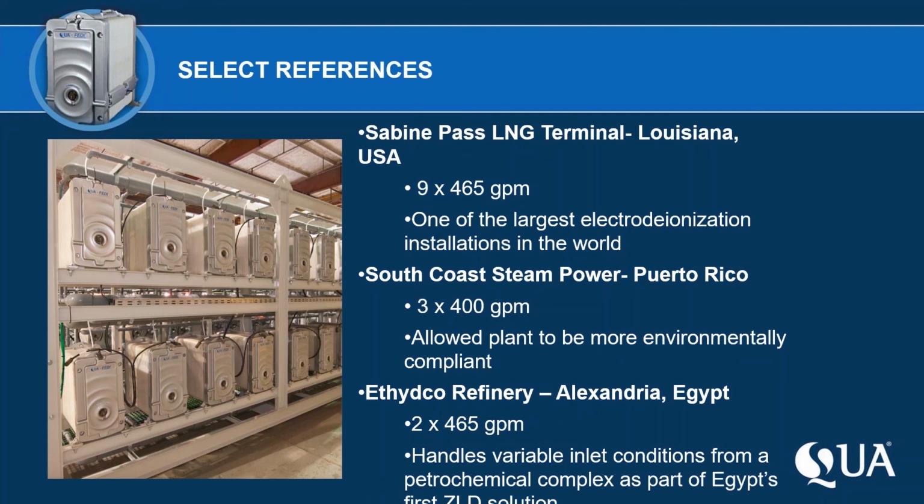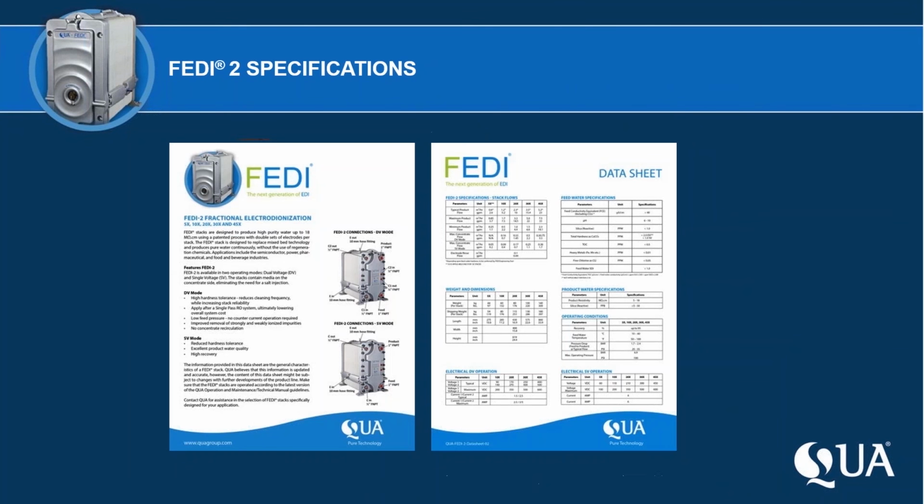And this handles variable inlet conditions, and that's one of the things. You can have variable inlets on your RO permeate, your feed water changes, and the EDI is a great buffer to smooth that out.